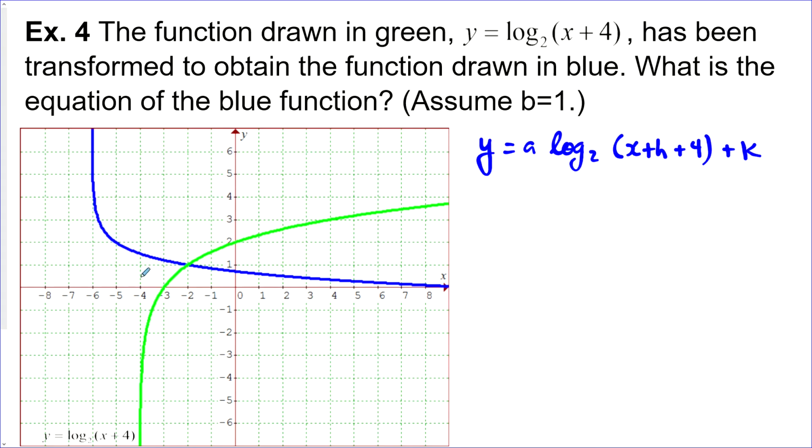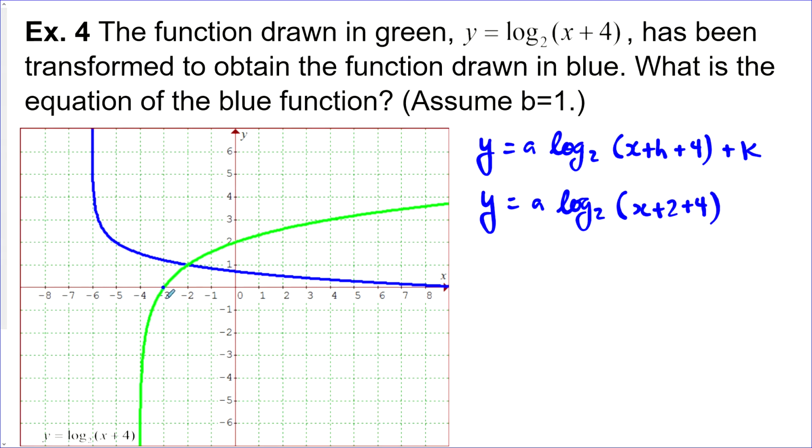We know the vertical asymptote was at x equals -4 originally, and now it's at x equals -6. So we've obviously shifted this graph left by 2 units. So we know that h is 2. See what else we can determine.